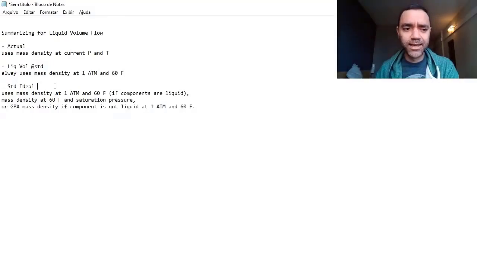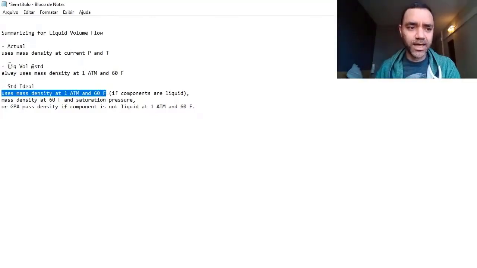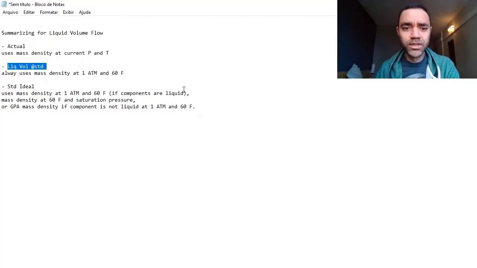And there is a last liquid volume flow consideration by Aspen Hysys, which is the standard ideal. What is the standard ideal? It uses the mass density at 1 atm and 60 Fahrenheit, as we have in the liquid volume standard, but only if the components are liquid, as we have in water, and it uses mass density at 60 Fahrenheit and saturation pressure, or GPSA mass density, if a component is not liquid at 1 atm and 60 Fahrenheit.